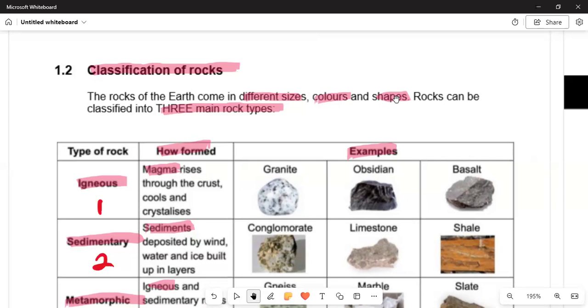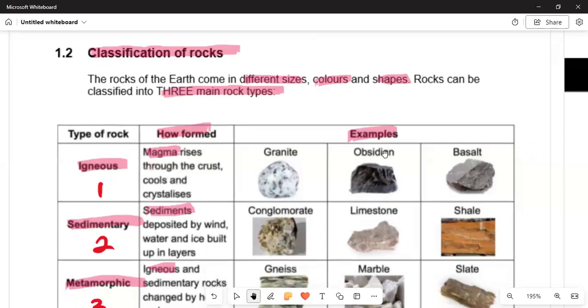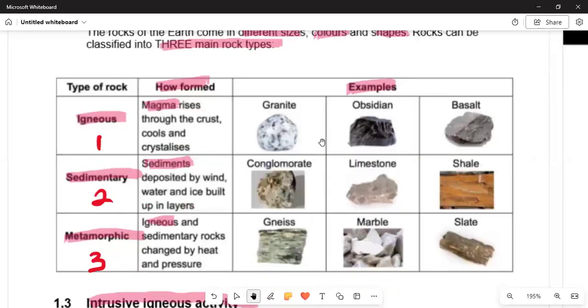So the rocks of the earth come in different sizes. They differ in size, in color, and in shape. The granite and the shale are different. The conglomerate and the obsidian are different. So rocks can be classified into 3 main types. You need to remember, I've highlighted and written those. A typical question is: name the 3 main types of rocks. How can you name them?